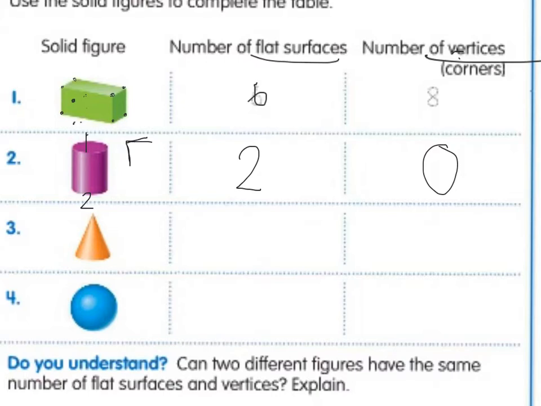Okay, on the cone, how many flat surfaces are there? Well, we know there's one on the bottom, and that's it. And then how many vertices are there? One on the top. The sphere is the easy one because there's nothing on a sphere. There are no flat surfaces, and there are no vertices. It's all round.